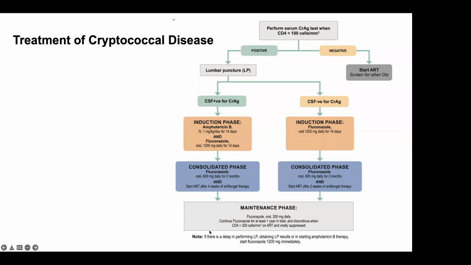There is an important note there from the guidelines, right? That if there is a delay in performing this lumbar puncture, don't delay starting the fluconazole. In other words, if your serum blood crack antigen is positive, you might as well start fluconazole 1,200 milligrams as you refer your patient for a lumbar puncture. Don't delay the start of the prophylaxis because you are waiting for a lumbar puncture. Maybe it's a clinic that's very far. In the meantime, start your patient on fluconazole. So that is quite important right there.